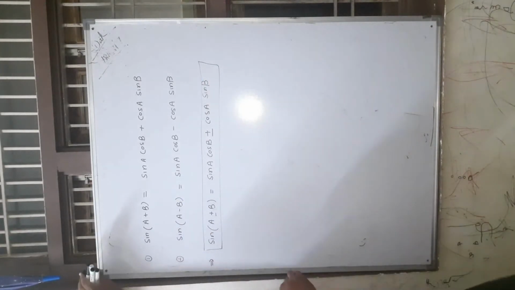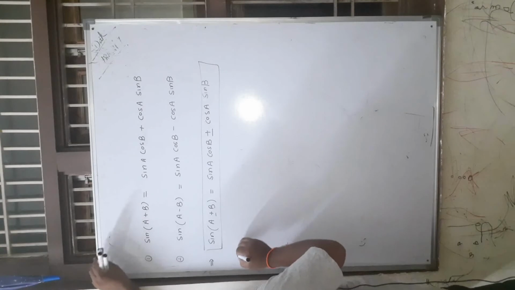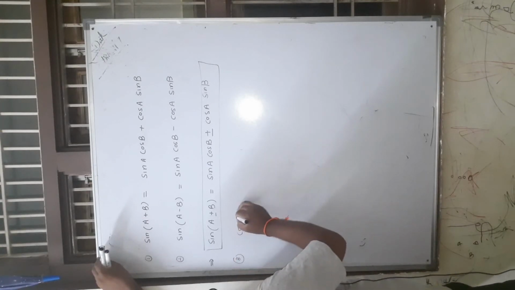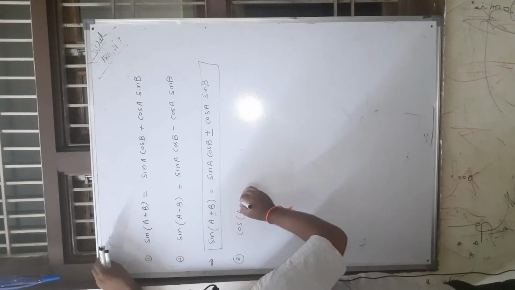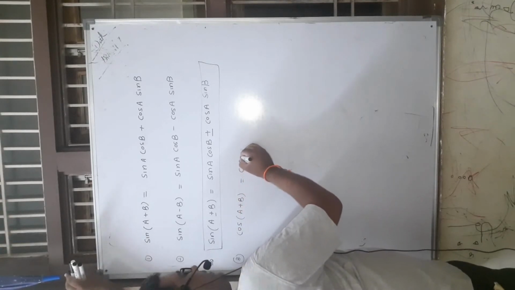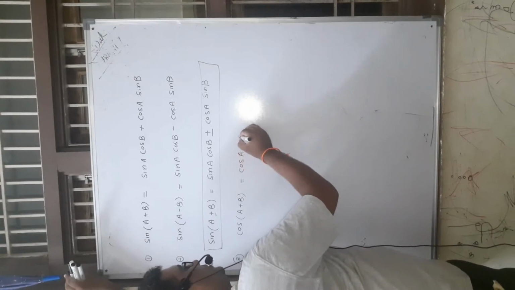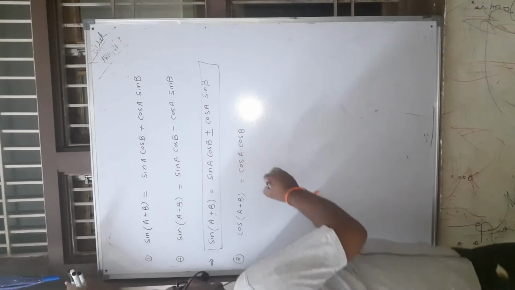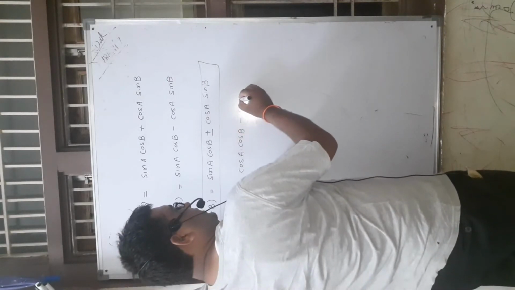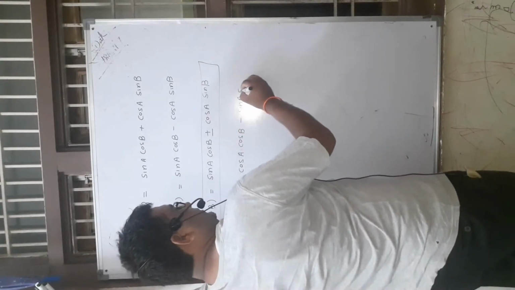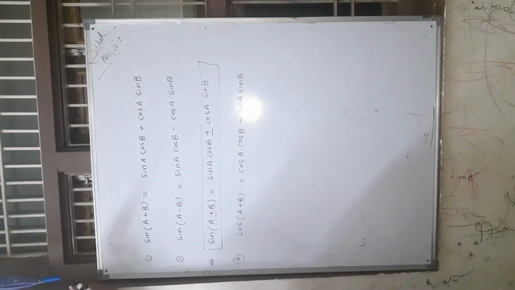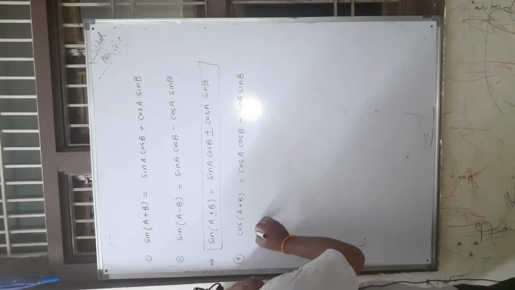Similarly, we take another formula. The third formula is cos(A plus B). Cos(A plus B) equals cos A cos B, here minus, sin A sin B. So cos(A plus B) equals cos A cos B minus sin A sin B.